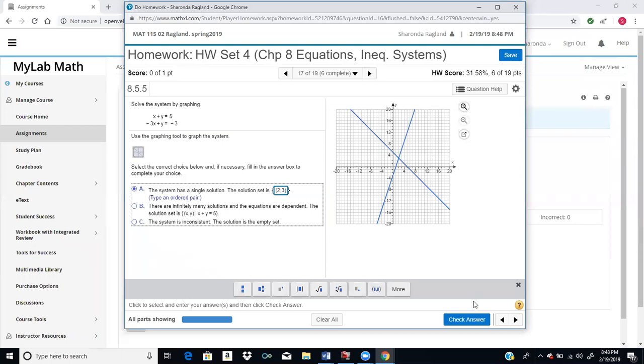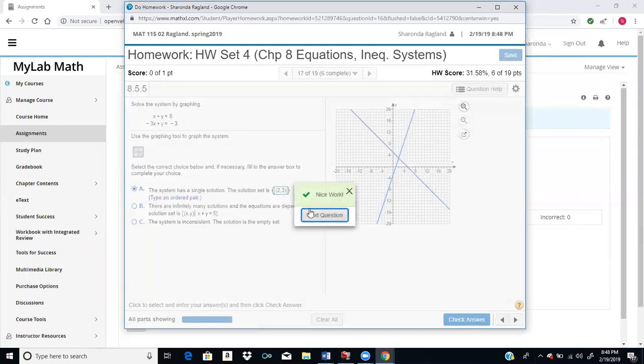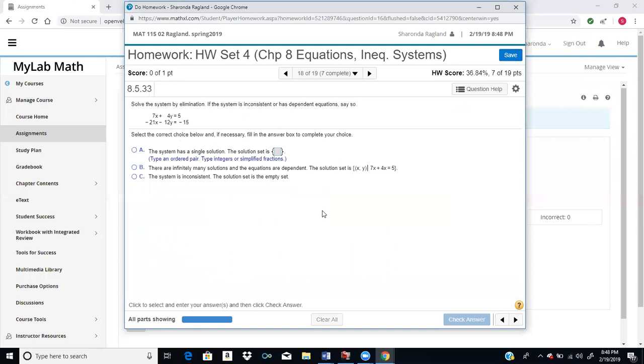Okay, so let's go ahead and check. Good. All right, good. So again, you're dealing with the elimination or substitution here. I would use the elimination method when they say, use the elimination method. And we're going to go ahead and solve this one. Okay. Let's go ahead and work this one also.